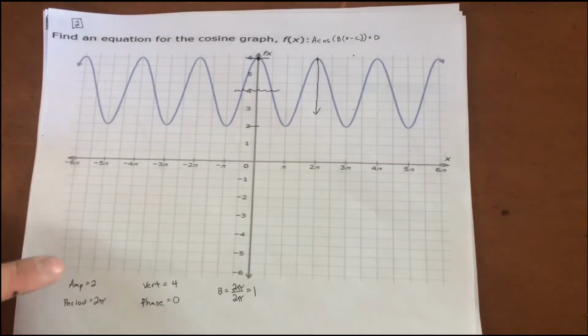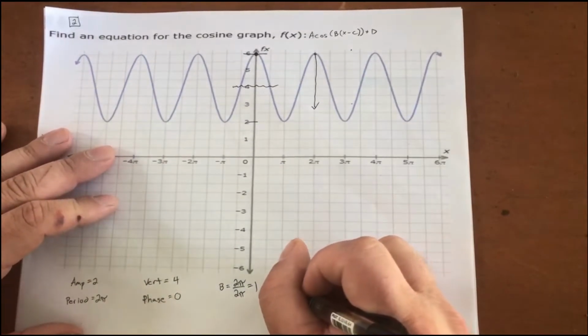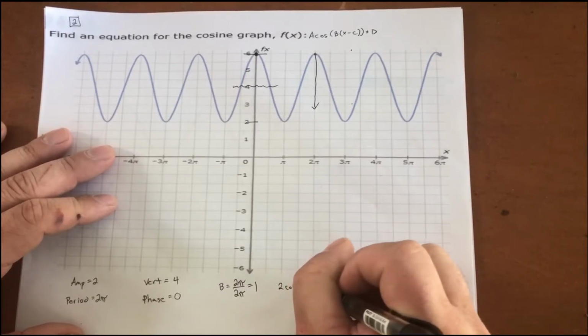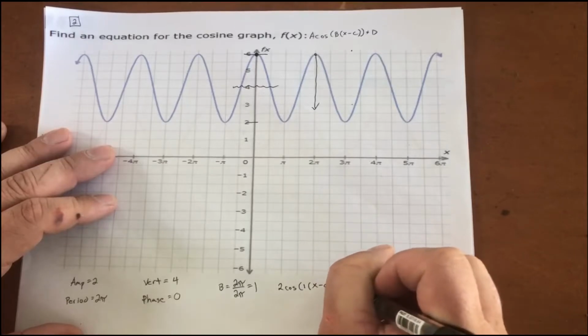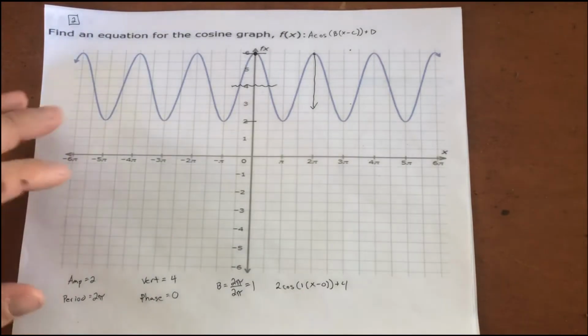So once I have amplitude, vertical shift, period, and phase shift, and I solve for B, I'm ready to plug into my equation, and then I'm going to simplify. So A is 2, so that's 2 times the cosine of B, which is 1, times x minus 0, because I don't have a phase shift, but now I do have a plus 4. So when I solve this, I'm still going to have that plus 4 tagged on at the end.